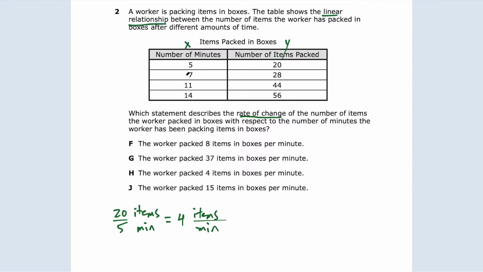And if you want to check any of the other columns or rows here, let's say you pick this row. So that would be 44 items in 11 minutes. If you look at what we have, the label here is items. So we have 44 items, and that's going on in 11 minutes. And if we did 44 divided by 11, that would also give us 4 items per minute. Okay, so the rate is constant because, once again, it's a linear relationship. So now we just scan the answer choices, and this is going to match up with choice H.